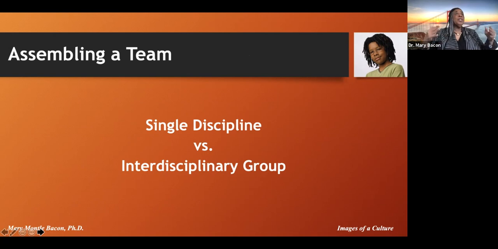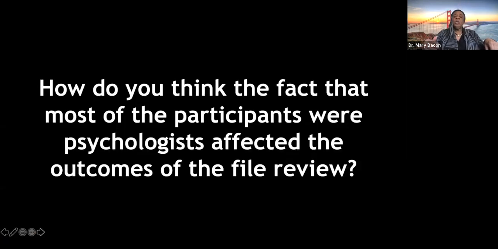So one of the things that needs to happen is to assemble this team that we're talking about. And that team may be a team of people who have a single discipline, or it may be a team that has a multidisciplinary group. Single discipline teams have a different purpose than interdisciplinary ones.